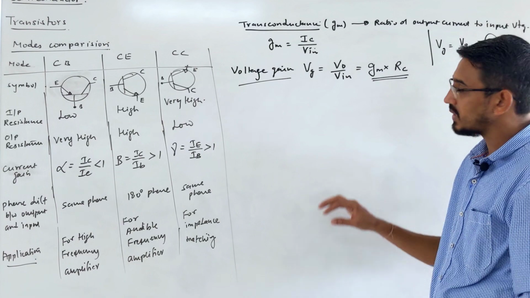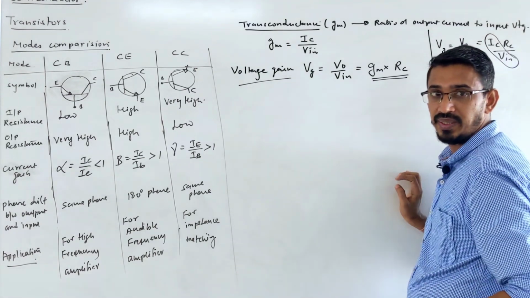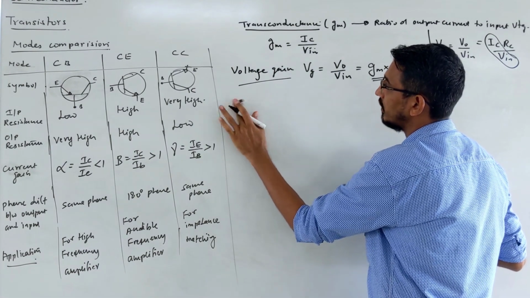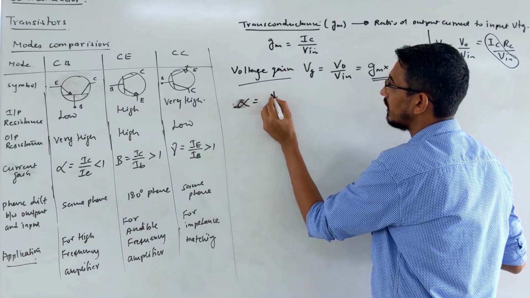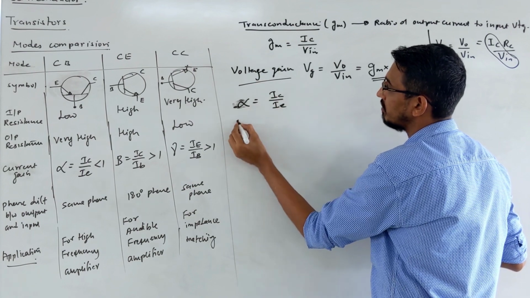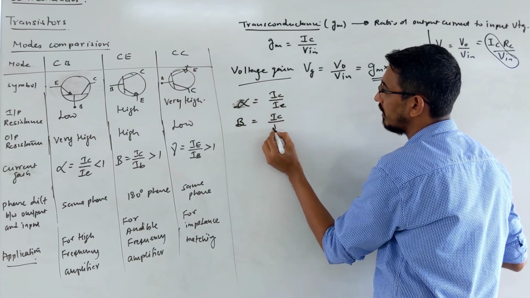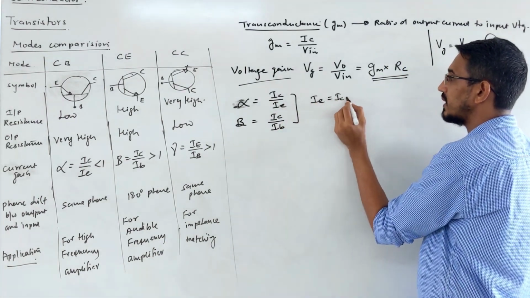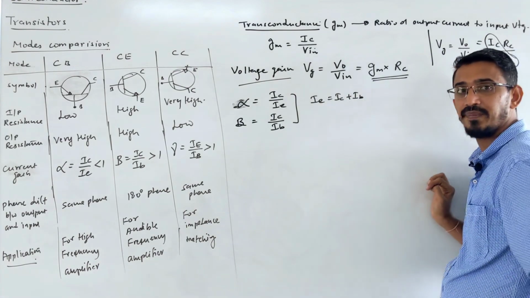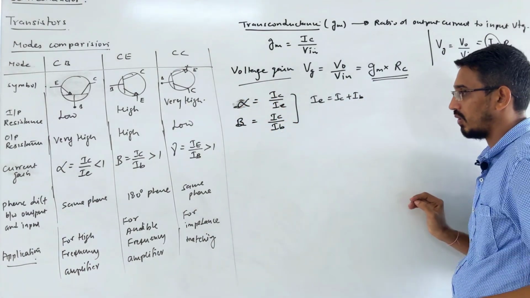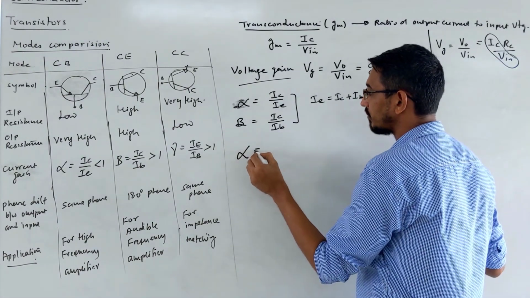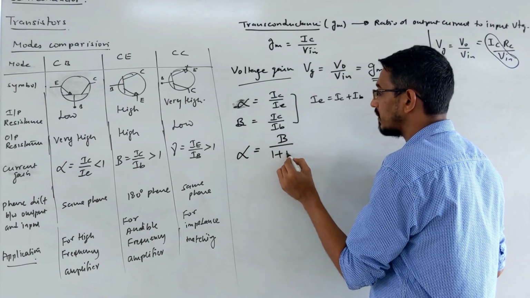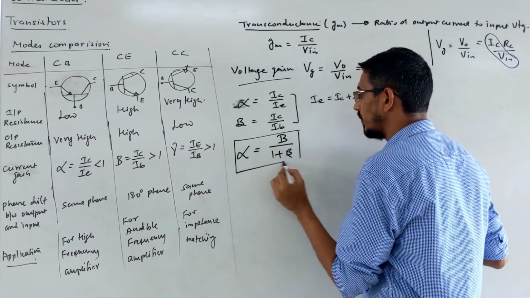Apart from this, I was supposed to write the relation between alpha and beta. Once more, alpha is IC by IE, and beta is IC by IB. These three currents are related as IE equals IC plus IB. So how do you relate alpha and beta? It is very simple. Your alpha, which is very small, is equal to beta upon 1 plus beta. That's all.